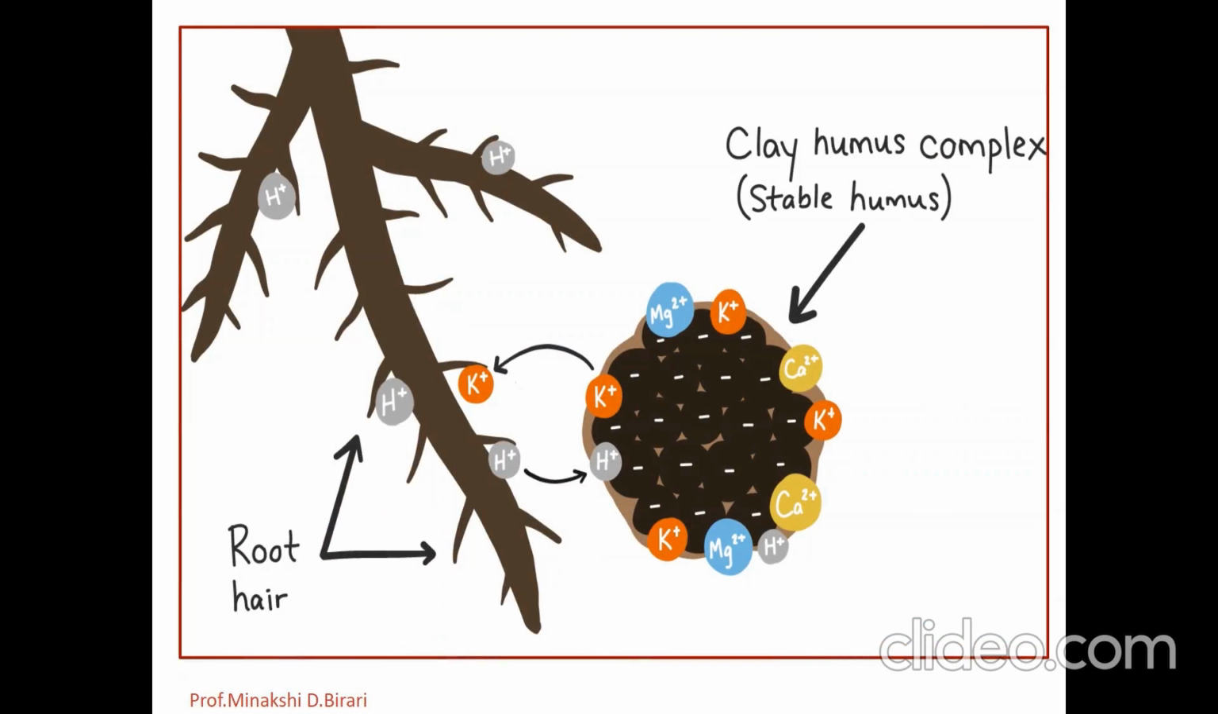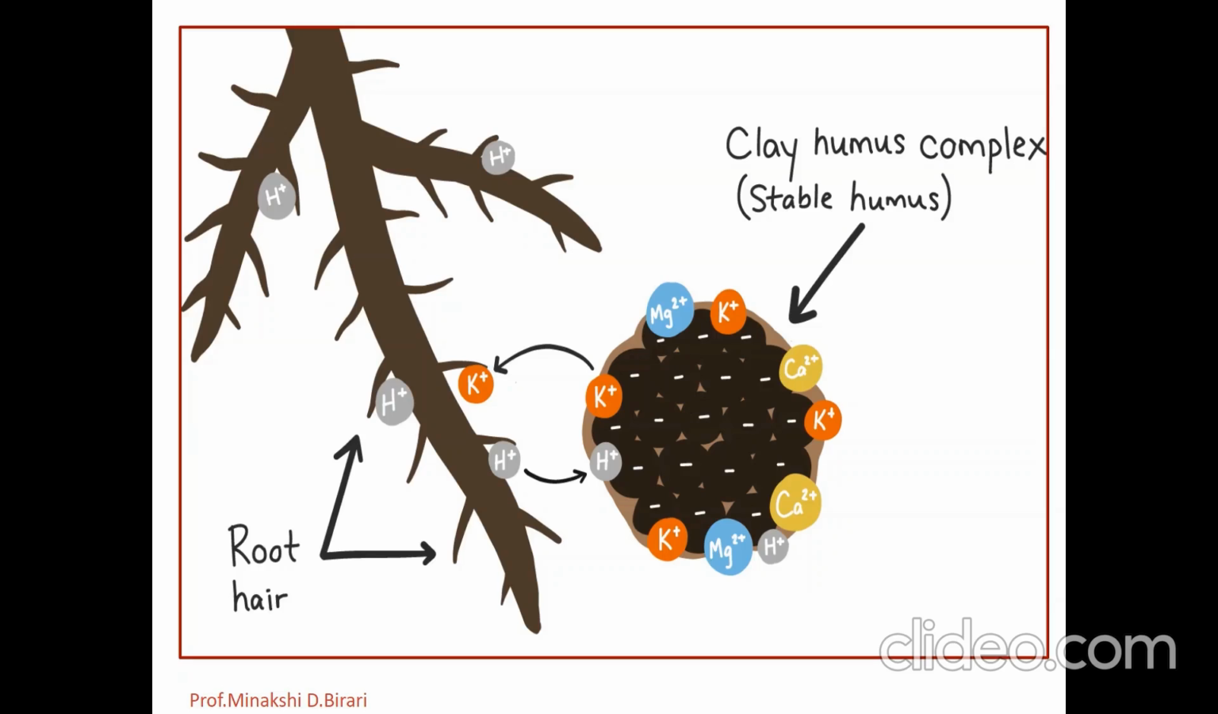So again, that is explained by using this diagram. Here, the clay micelle and the root surface, the exchange of ions occurs: the H plus ions, and these are nothing but the K plus cations. The clay humus complex, which has the stable humus having the different exchangeable bases, these are Ca2 plus, Mg2 plus, K plus, like that, can show the replacement between the root surface and that of the clay micelle.